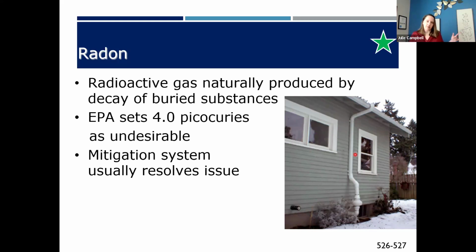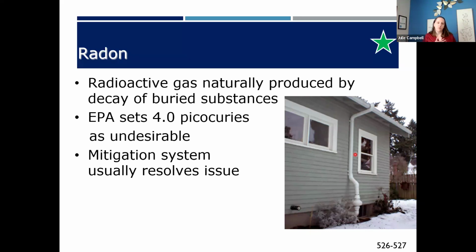Usually the home inspector can test for radon. They bring their equipment in and set it up in the home, and every hour it takes a snapshot of the radon level. At the end of 2 or 3 days, it gives us an average. If that average is more than 4.0 picocuries, then we have an issue that we need to consider having mitigated.